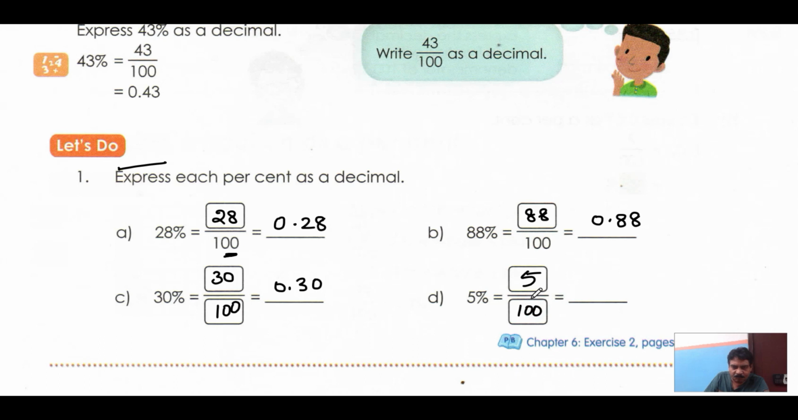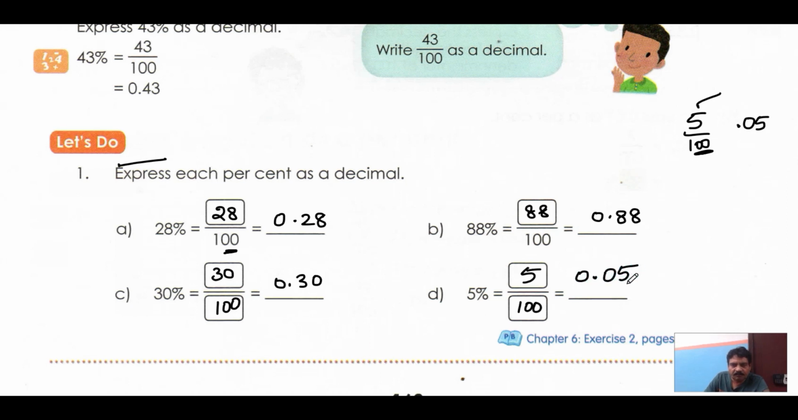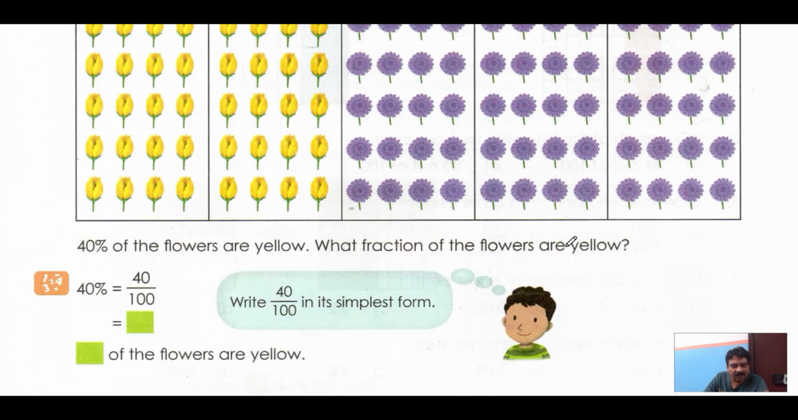Now 5% means 5 by 100. Now see here. Here you have two zeros. I'll explain it here. 5 by 100 means here you have two zeros. So you are supposed to keep the decimal before 2 digits, but you have only 1 digit. So add one more digit and then you keep the decimal, right? Then it becomes 0.05. This is what you have learned.